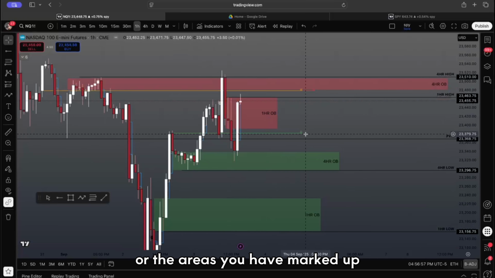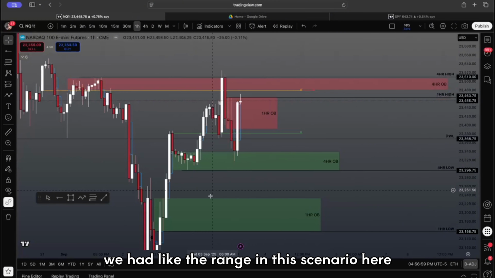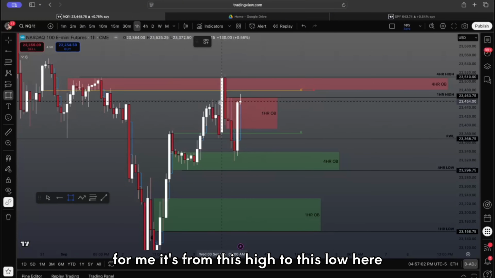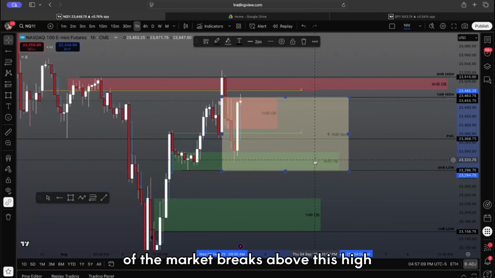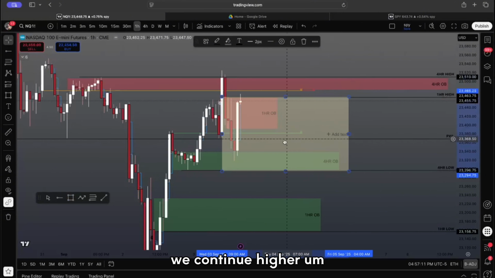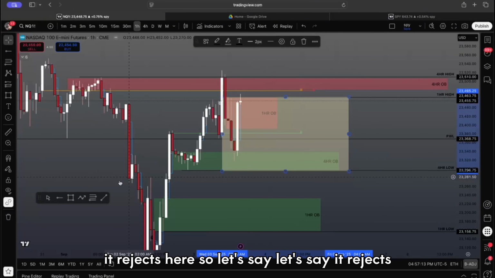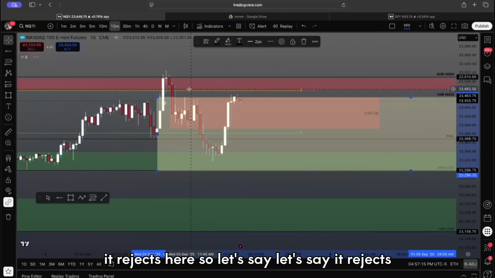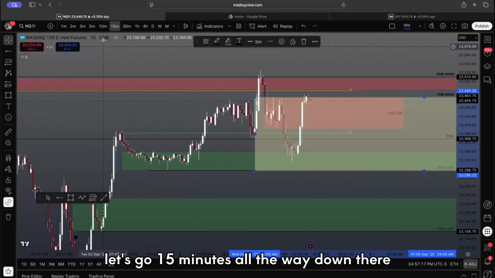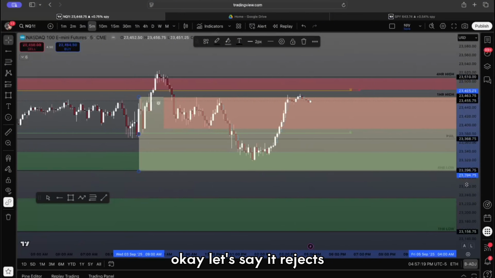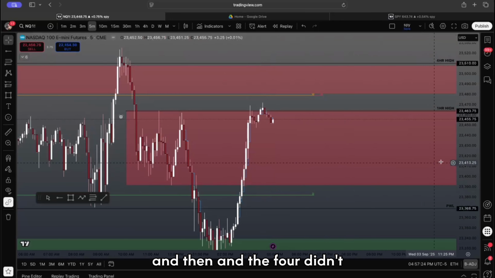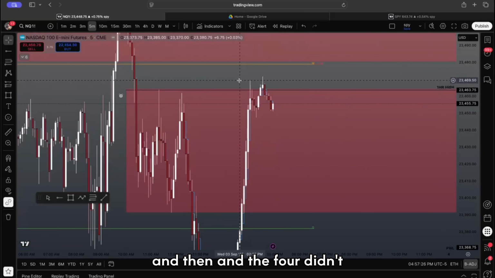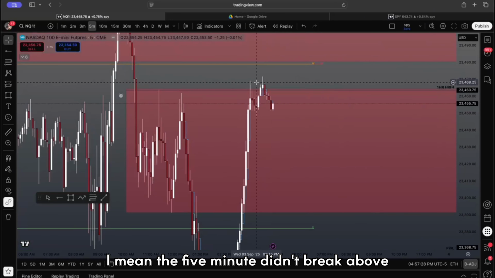And we can see the possibility of that happening whenever you look for reaction of the levels or the areas you have marked up. So for me, we had the range in this scenario, from this high to this low here. That is currently my range right now of the market. Breaks above this high, we continue higher. It rejects here. So let's say it rejects, let's go 15 minutes all the way down there. Let's say it rejects here, and then the 5 minute didn't break above.